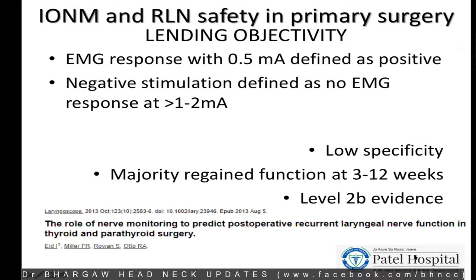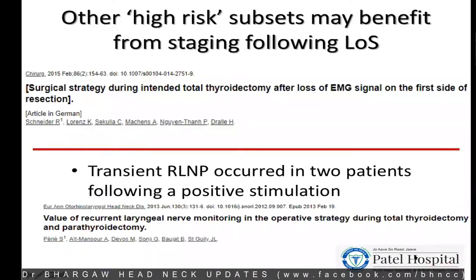So it's level 2B evidence based on this study, and this is a Laryngoscope study from 2013, which said that you can use intraoperative nerve monitoring, again, in thyroid and parathyroid surgery in general. There are other high-risk subsets also, which may benefit from staging following a loss of signal. Remember that the data on this is very controversial. Once you have a loss of EMG signal on one side, the surgical strategy on the other side has to be defined, as outlined by the first paper.